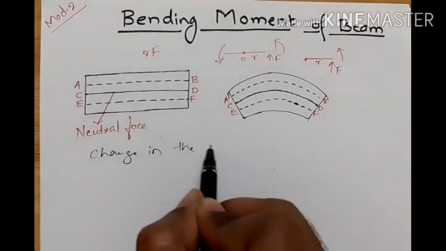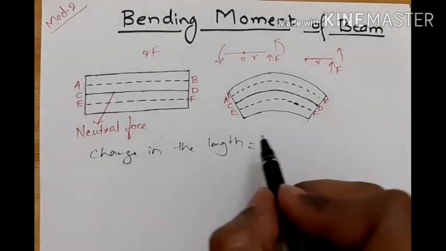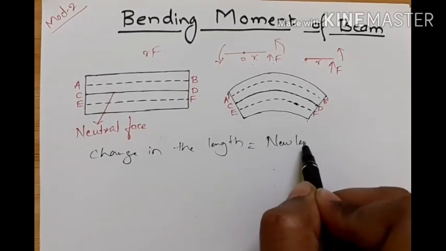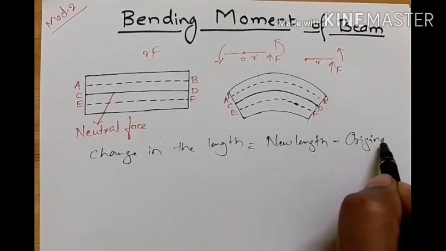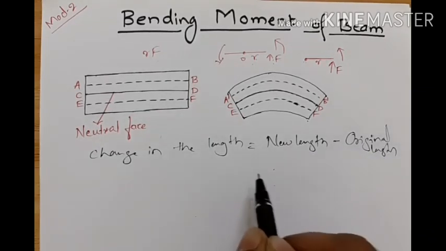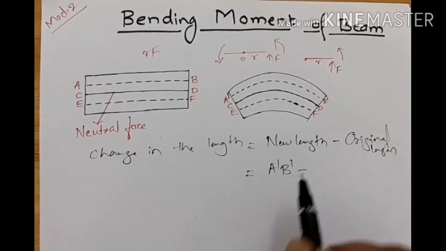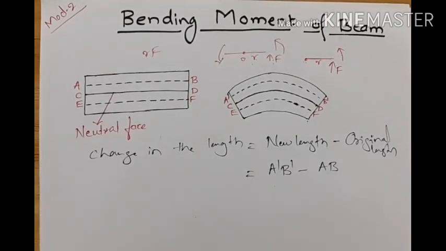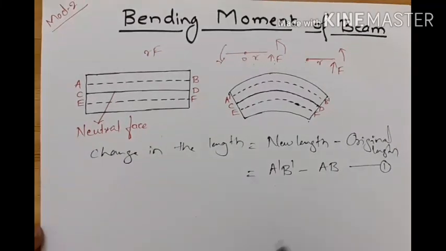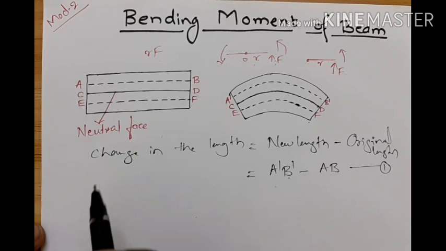Change in the length is equal to the new length which is produced minus the original length, right? The new length is A dash B dash, minus the original length, which is AB. Let us say this is equation number 1. Now we have to substitute what A dash B dash and AB are.